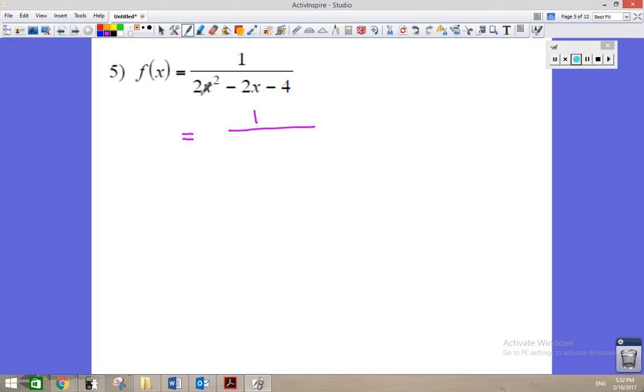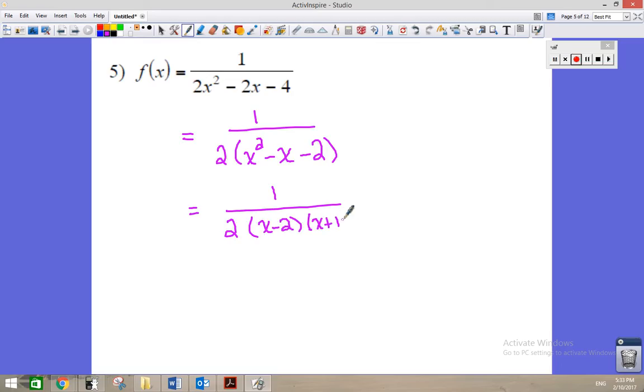In the denominator, all of these terms are even numbers, so I can factor out a common 2. I'd be left with x squared minus x minus 2. Can we factor this? Well, we hope we can. If we can't, we can use the quadratic formula. That looks like it does factor. We've got x minus 2 times x plus 1, because we needed two numbers that when multiplied give negative 2, but when added give negative 1.